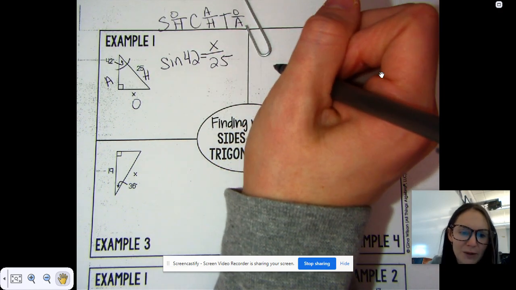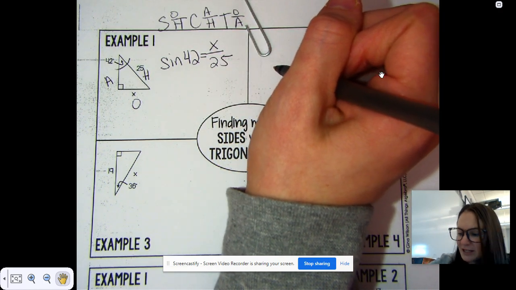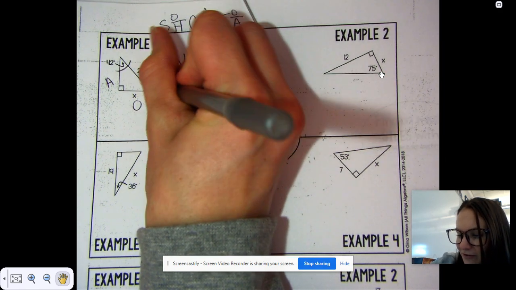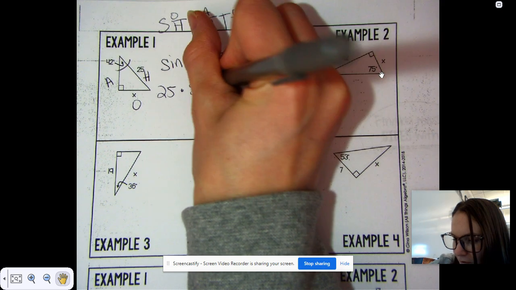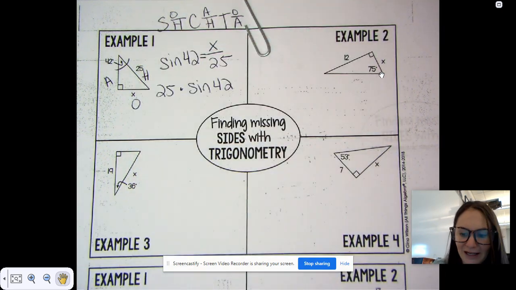Whenever my number's on the bottom, that tells me I'm going to multiply. So here in my calculator, I would press 25 times sine 42. From there, I will get my answer. That is how you're doing the top ones.